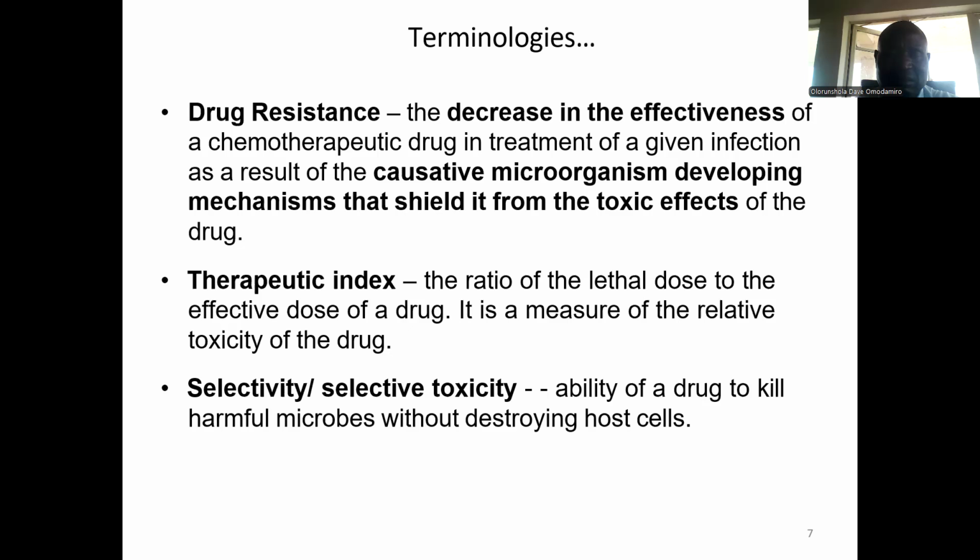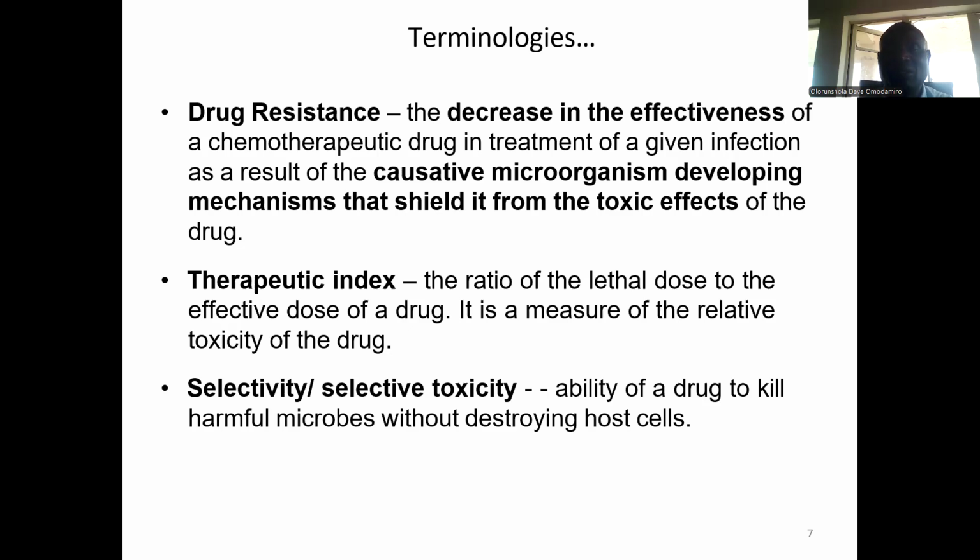Another terminology that you should familiarize yourself with is therapeutic index. The ratio of the lethal dose to the effective dose of a drug. It is a measure of the relative toxicity of that drug. How much of the drug can kill the organism, and the dose of the drug that is effective, is actually the therapeutic index. So lethal dose divided by effective dose will give you the therapeutic index of the drug.